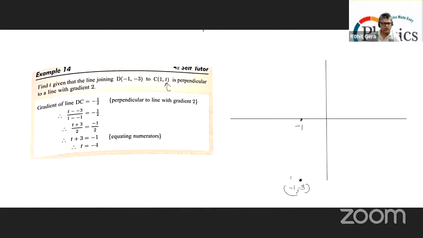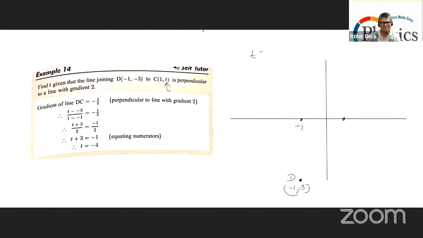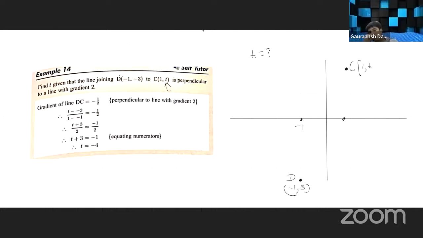And x is 1. I really don't know where the point t is, because that is what I need to find out, right? The question is to find t. So let me hypothetically say that the point t lies somewhere here. Let me hypothetically call this point C and say it is (1, t). And then I join these 2 points.